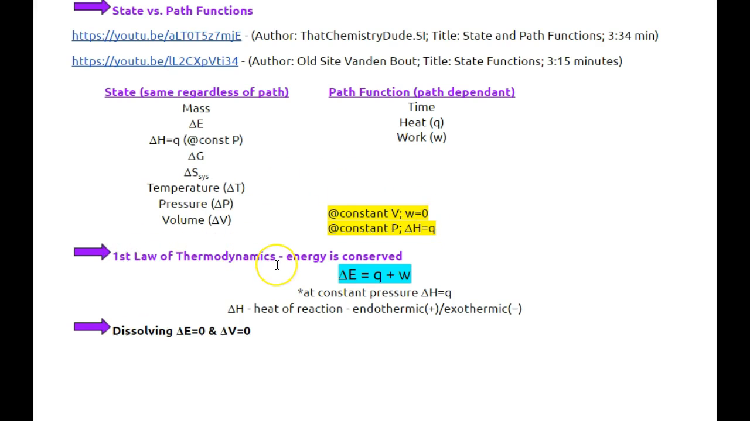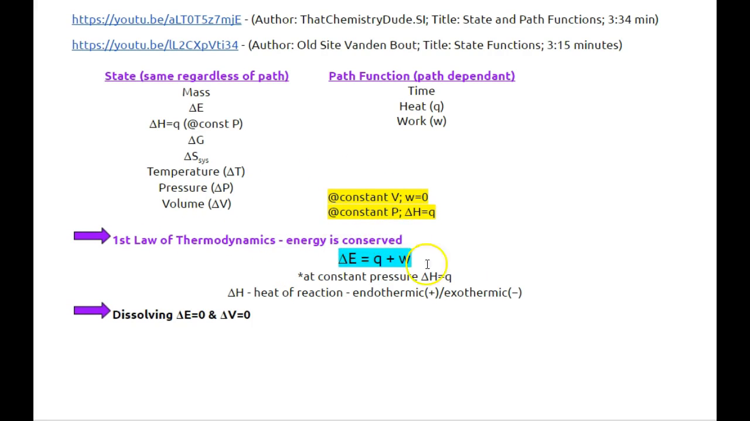The first law of thermodynamics states that energy is conserved, and so here's an equation for that. The delta E, change in energy, must be equal to the heat plus the work. At constant pressure, delta H can be substituted for the Q. Delta H is the heat of reaction, which expresses whether or not a system is endothermic or exothermic. Anytime there is a system where dissolving is occurring, the delta E, change in energy, will be 0, and the delta V, change in volume, will be equal to 0.